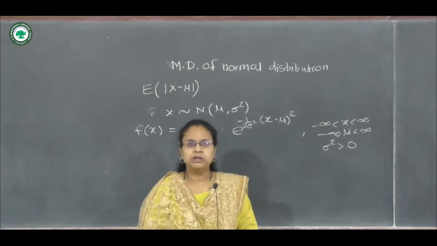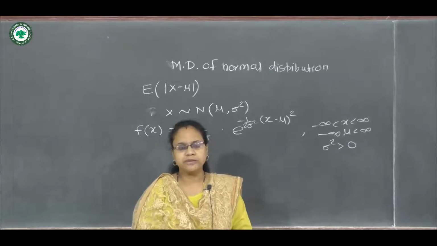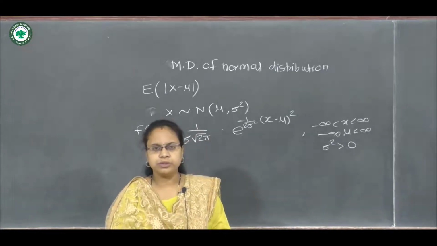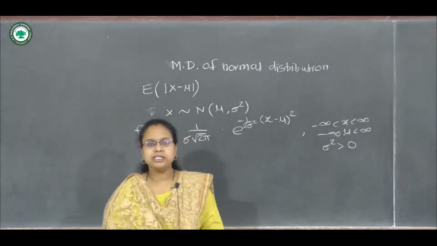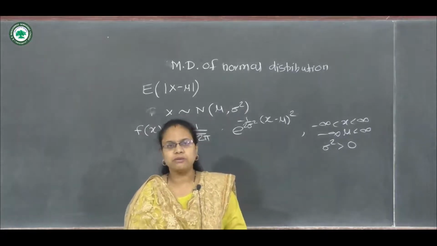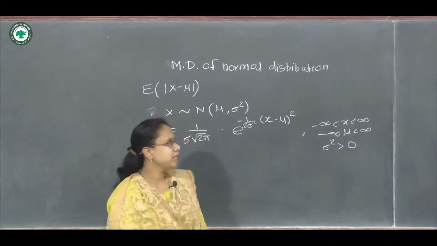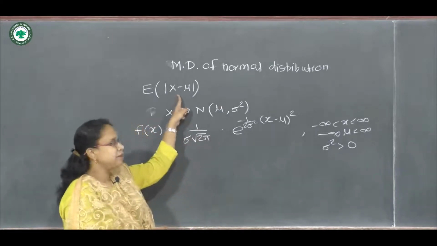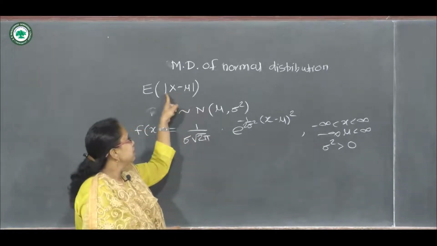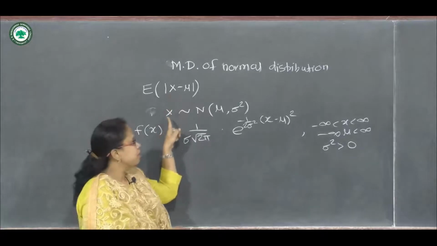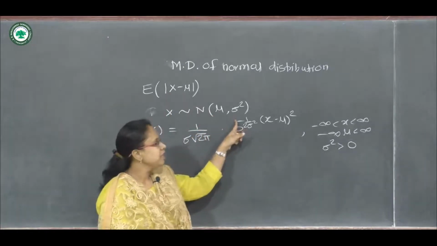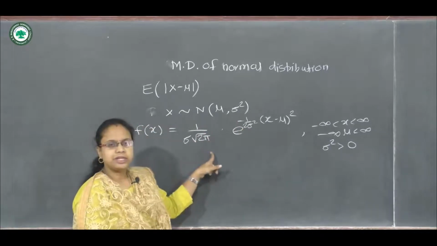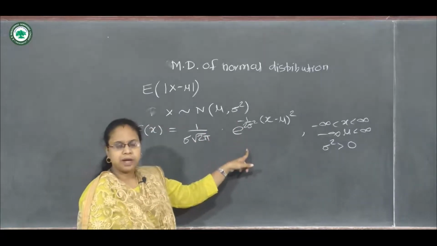Hello everyone. Today we will see the mean deviation for normal distribution. In the previous lecture, I told you about the quartiles and quartile deviation of normal distribution. So here is the formula to calculate mean deviation. The variable x follows normal distribution with parameters mu and sigma square. Then we know its PDF is given by this formula.